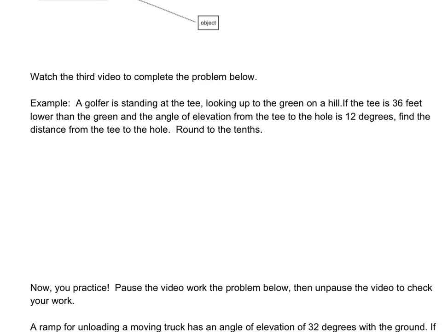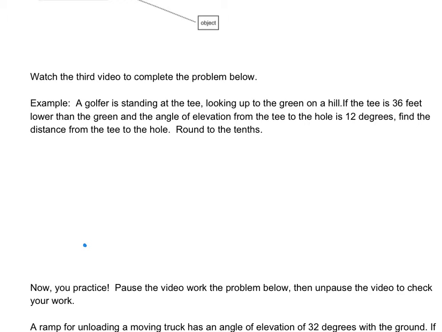A golfer standing at a tee looking up at a green on a hill. If the tee is 36 feet lower than the green, and the angle of elevation from the tee to the hole is 12 degrees, find the distance from the tee to the hole. All right, so you always want to start with whatever the eye level is that you're looking at. So I have a person down here. This is where the golfer is.